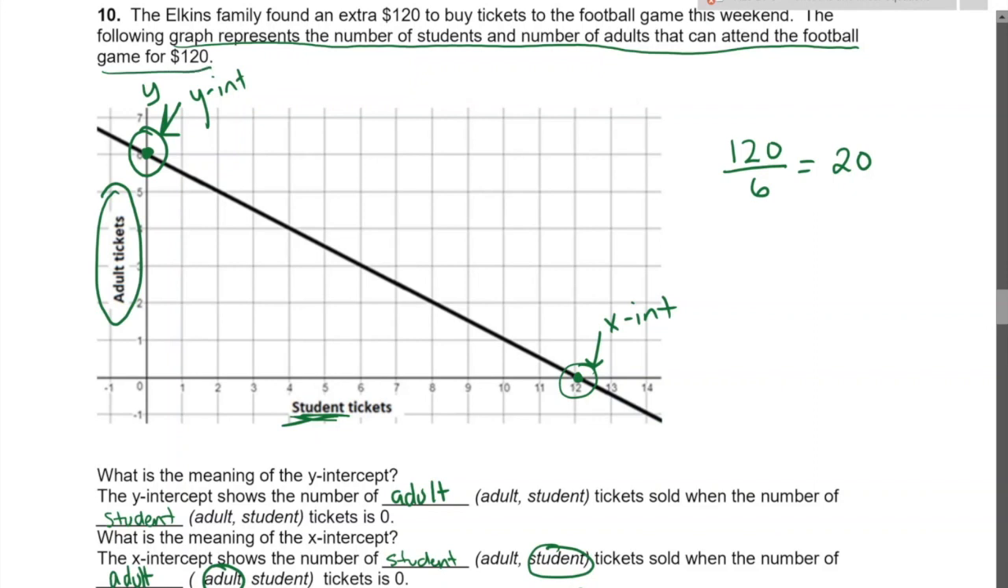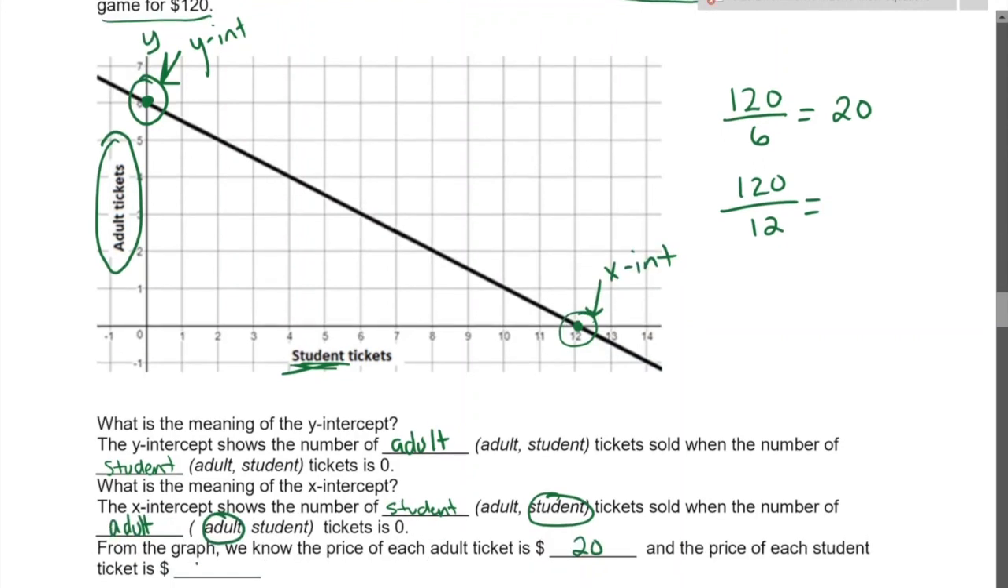Okay, now how do I figure out how much for students? So 120 this time divided by 12, and that should be 10.